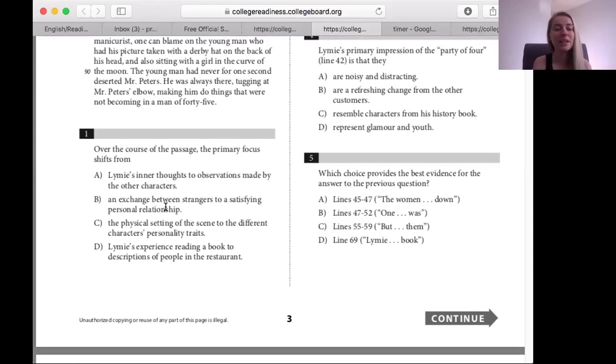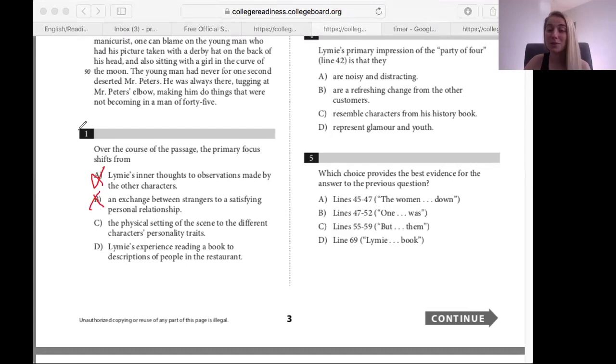Now B is an exchange between strangers to a satisfying personal relationship. Well, there was never an exchange between strangers. Limey was pretty much just by himself at the beginning. There wasn't much of an exchange simply because he was not talking to anyone else. Sure, maybe you would say the personal relationship is him and his father, but nothing shows that it was very satisfying. So far, A and B are going to be out. That is not going to work. And then C, we have the physical setting of the scene to different characters' personality traits.